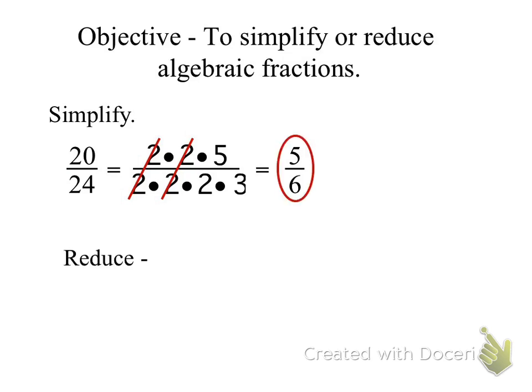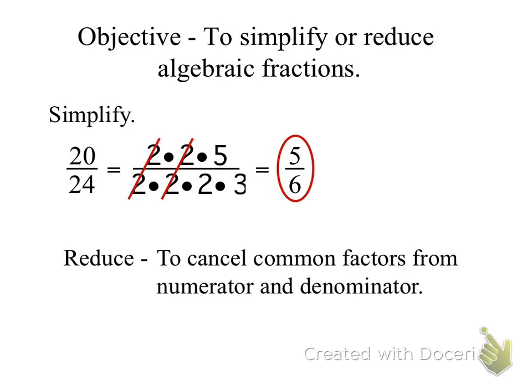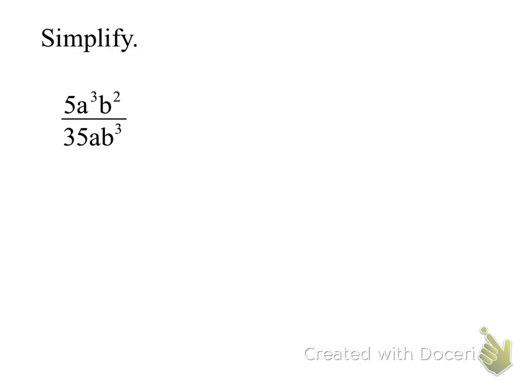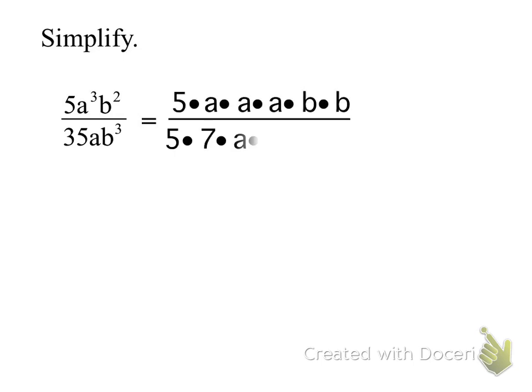So if we have something like, so to reduce common factors, we reduce by canceling common factors from the numerator and denominator. So in something like this, if I expand it out, right, it's 5, there's 3 A's, there's 2 B's. We can cross common factors out. We can cross a pair of 5's out. We can cancel a pair of A's, another pair of B's, another pair of B's.